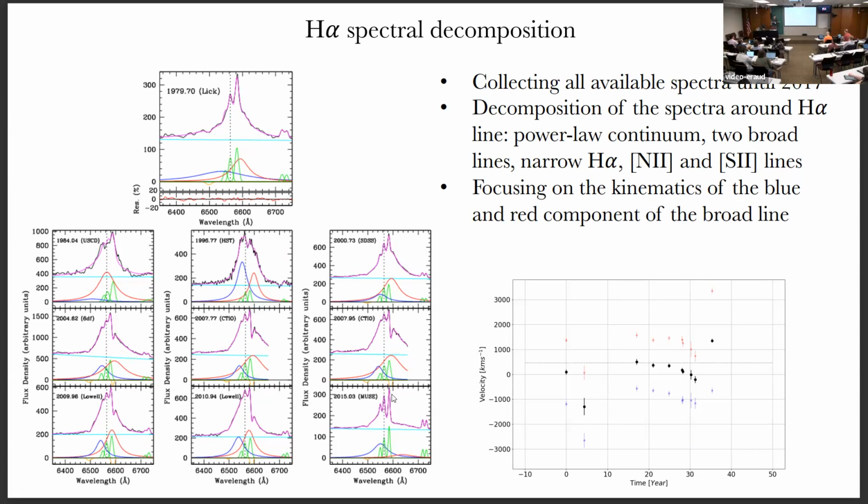Then we focus on the broad emission line, because that is tied to the accretion disk itself. The narrow emission line is on a much larger scale, but if a black hole is somehow moving, it's likely that it carries the broad emission line. So we try to monitor the broad emission line and see how the kinematics could be interpreted in terms of the recoiling supermassive black hole scenario.